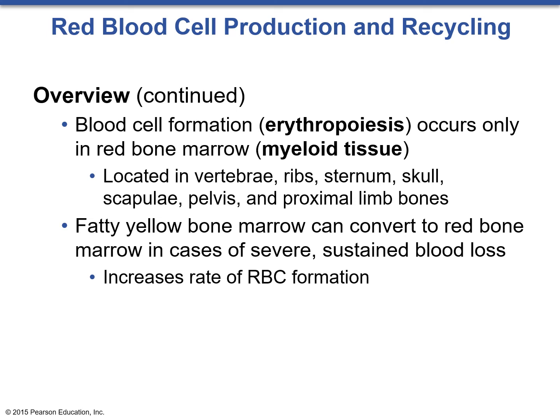Now, red blood cells are formed through the process of erythropoiesis, and this occurs in red bone marrow, which is called myeloid tissue. This is located in the different long bones or proximal limb bones of the body: vertebrae, ribs, sternum, skull, scapula, and pelvis. Fatty yellow bone marrow can convert to red bone marrow in cases of severe or sustained blood loss. This can help to increase the rate of red blood cell formation.